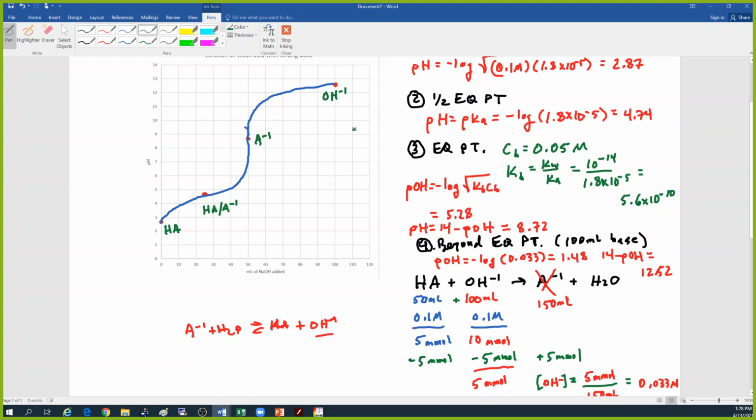Remember again the key points, 1, 2, 3, and 4. Point 1, the initial solution. Point 2, the half equivalence point where pH equals pKa. I cannot emphasize this enough. I'll write it in just again. Point 3, the equivalence point. And what I can't emphasize enough here is that for a weak acid being titrated with a strong base, the pH is going to be greater than 7. And then of course point 4 where we have just the excess base. So let me pause there and see if you have any questions so far.